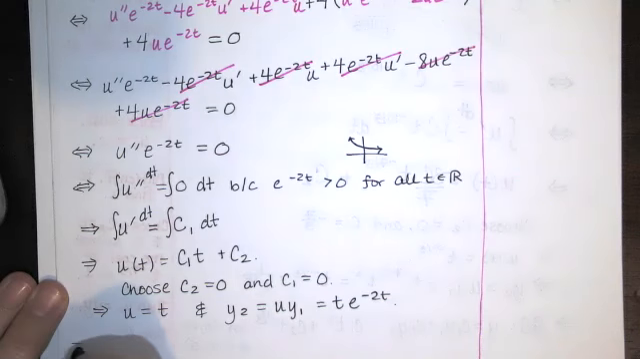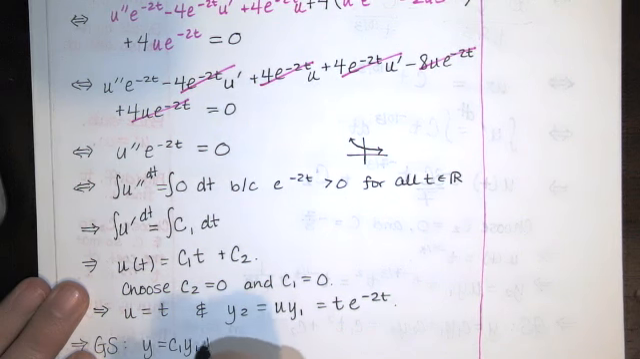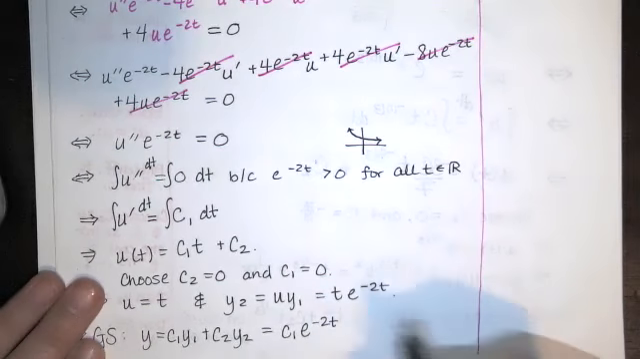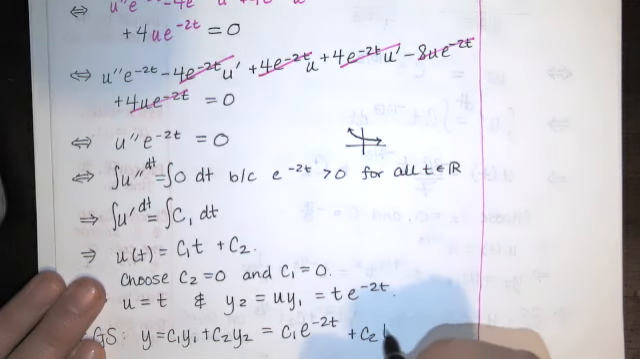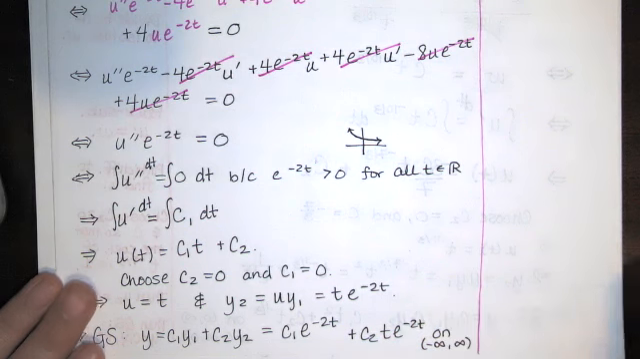And now that we have y sub 2, we can state the general solution. That is y equals c1 y1 plus c2 y2, because it was a second order differential equation. So we have c1 times e to the negative 2t. That was what they gave to us for our y1, plus c sub 2 times t e to the negative 2t. And I believe the method works for all real numbers. So this is on the interval from negative infinity to infinity.